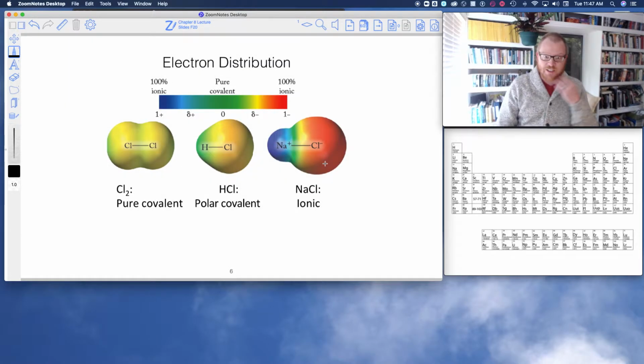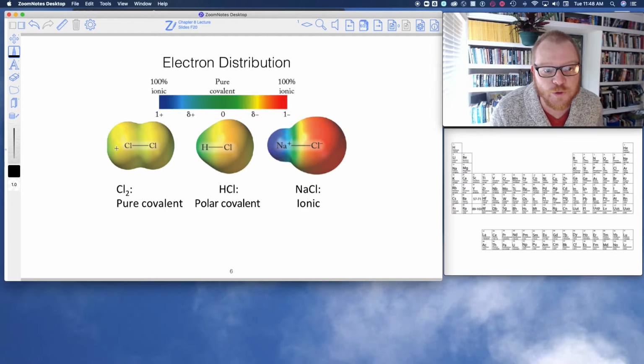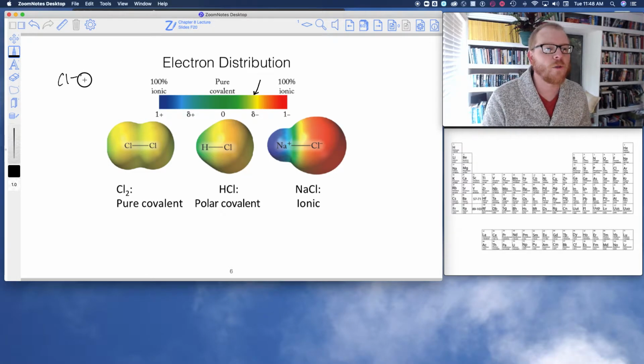So moving along. If we look at the electron distribution in these compounds, we can also see another somewhat qualitative scale that gives us this idea of covalent, polar covalent, or ionic. And you can see right here with two chlorines, the nuclei are identical. In this electron distribution, it's mostly in the yellow-green area, and you see some green on the outer edges. Do you notice that? What's going on with that?